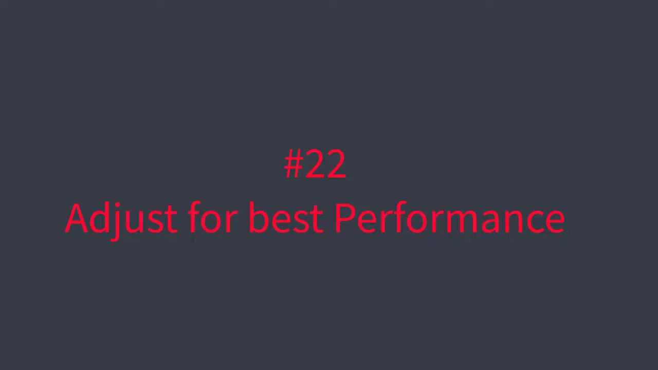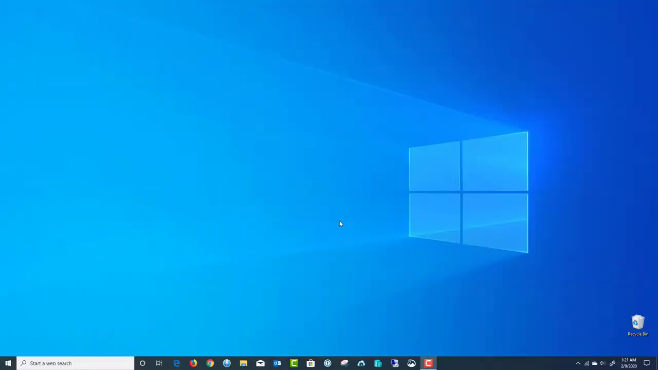Number 22, adjust for best performance. Windows by default enables a lot of features that you may not need. It just makes Windows look pretty. So if you want to have better performance, you could turn all those off.